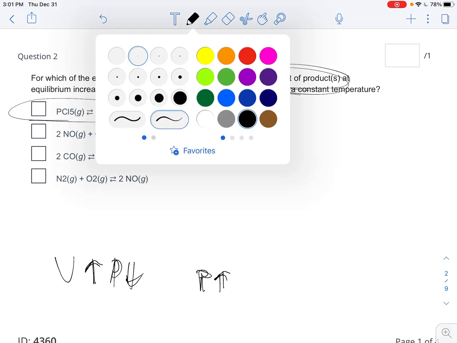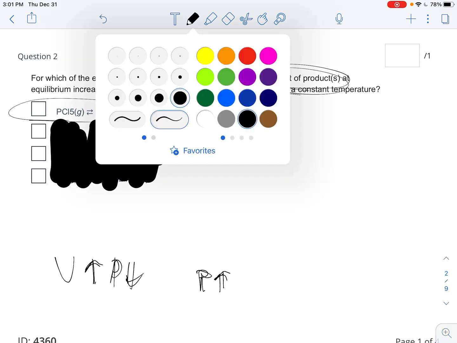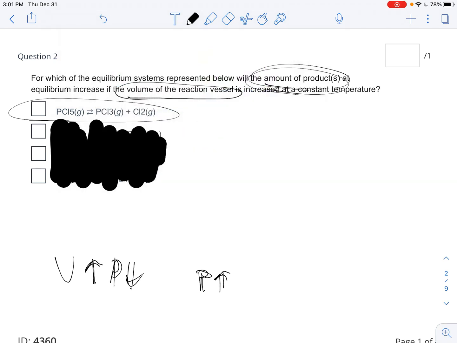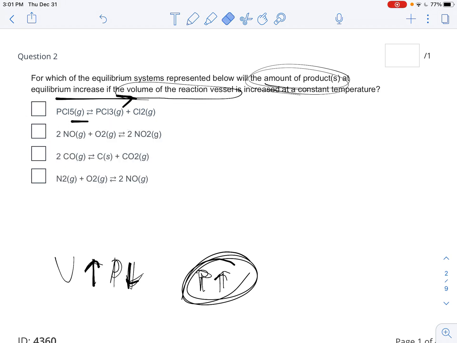Because if I ignore the rest of these guys for just a second, if I increase the volume of this guy, that decreases the pressure. And then how is it going to try to get that pressure back? It's going to try to get that pressure back by going to the side that has more gas on it, which is this side over here, because I've got one gas and then two gases over here. So A is our correct answer here because there's more gases on the right-hand side.